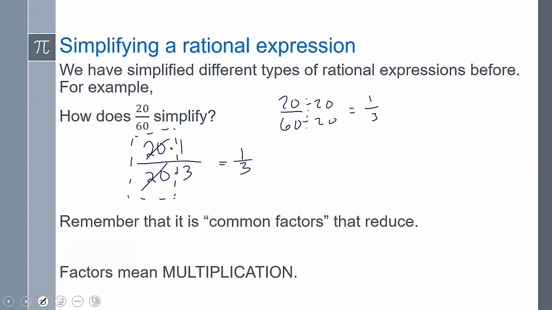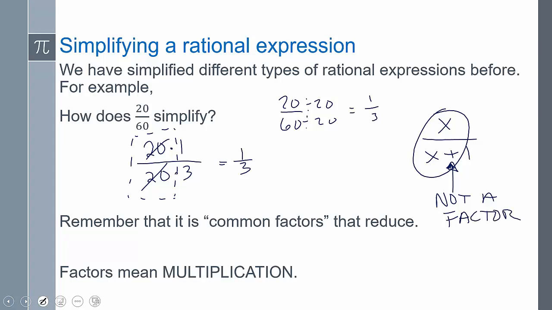Now, what this means is if I have x over x plus 1, those x's do not reduce. These do not cancel out. And the reason being is this plus. It's not a factor. So we need to remove from our head this generic, basic idea that whatever's the same on the top and the bottom reduces, because that's not necessarily true. It's the same factor on the top and the bottom that reduces. And remember, a factor means multiplication.